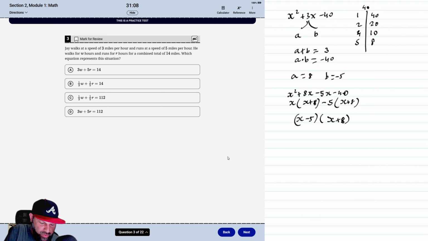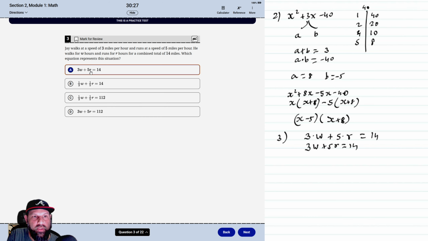Okay, so all we have to do is multiply the miles per hour times the number of hours for walking as well as running. The miles per hour for walking is 3, and the number of hours is W. Similarly, the miles per hour for running is 5, and the number of hours is R, and the total combined is going to be 14 miles. So our equation will be 3W plus 5R is equal to 14, which is option A.